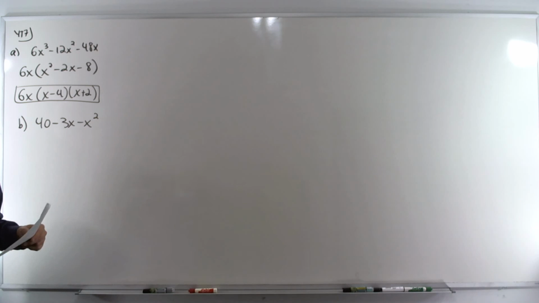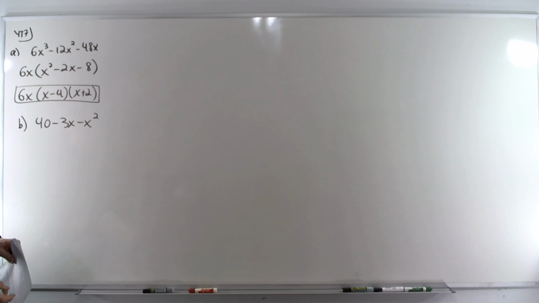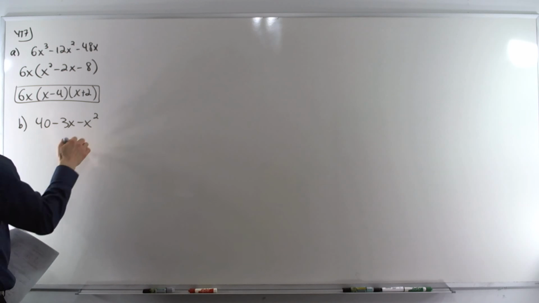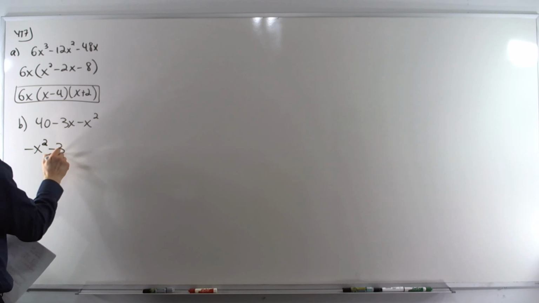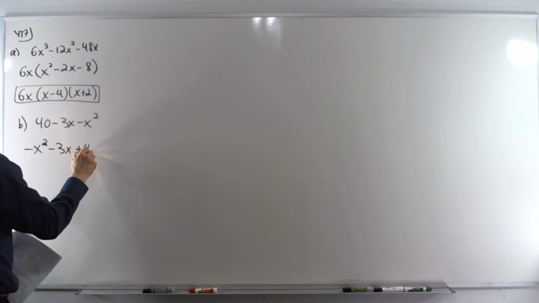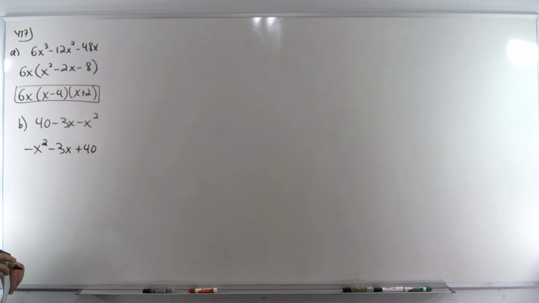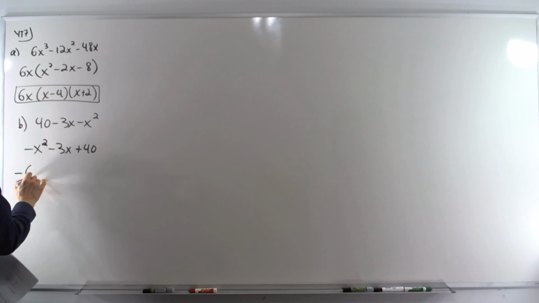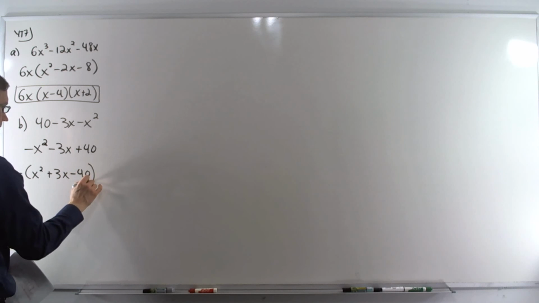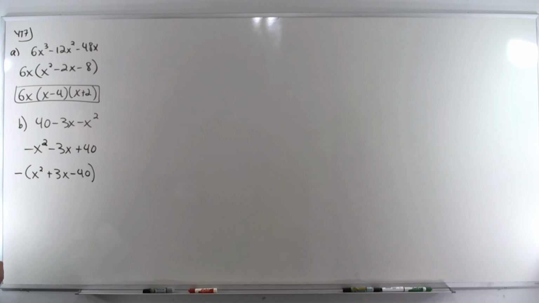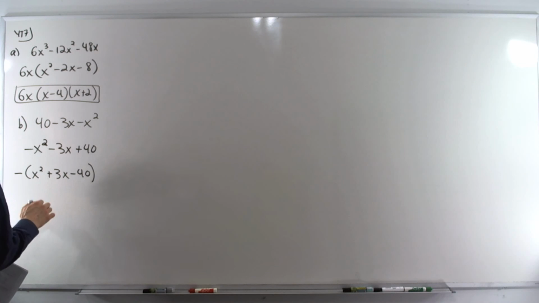Now this one is written in a different order, so to make a little more sense of it, to make it look like the rest, let's write it in descending order. Starting with the highest order term, that'd be -x squared. Next is the x term, so minus 3x, and positive 40 on the end. Right, now, let's factor out that negative. Change the sign on all three terms. So now we've got x squared plus 3x minus 40. Now we need two numbers to multiply to get negative 40 and add to get 3.